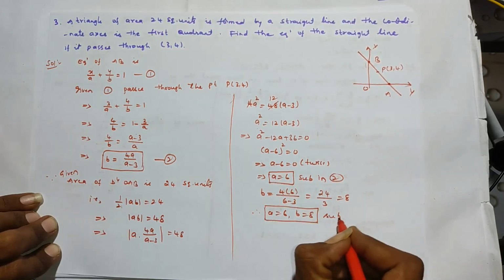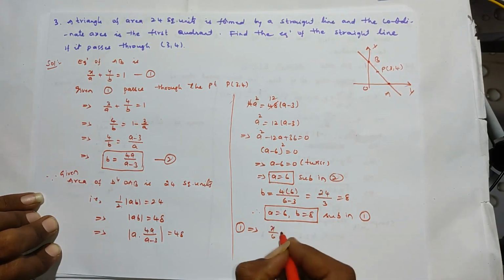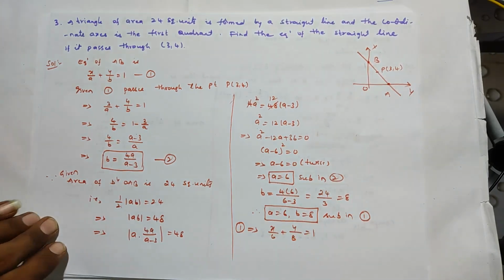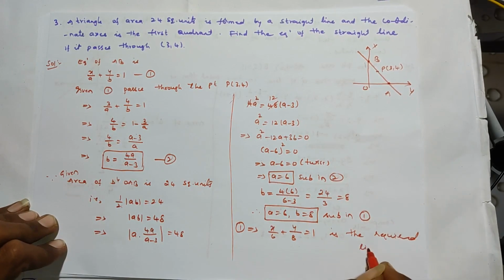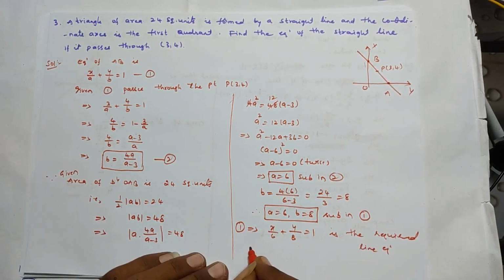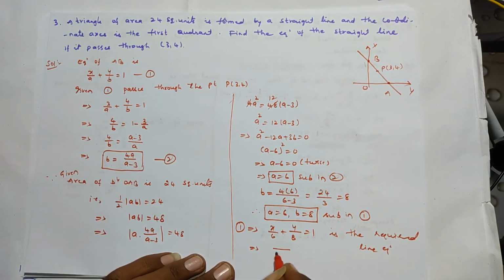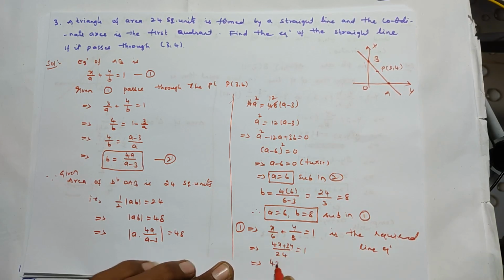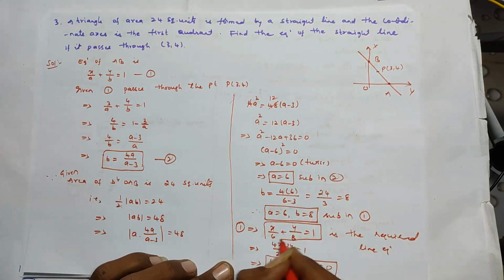Substitute in equation 1. That is, equation 1 implies x by 6 plus y by 8 is equal to 1, which is the required line equation. It is enough, or you can write it in the ax plus by plus c is equal to 0 form also. So for that, 24 is the LCM. Here 4x plus here 3y is equal to 1. That implies 4x plus 3y is equal to 24. That is 4x plus 3y minus 24 is equal to 0. It is enough, or you can write this one also.